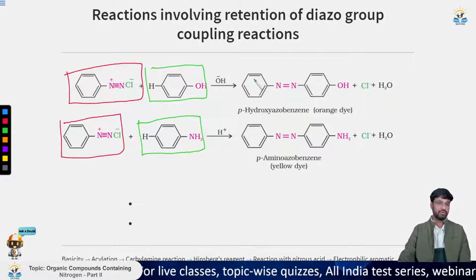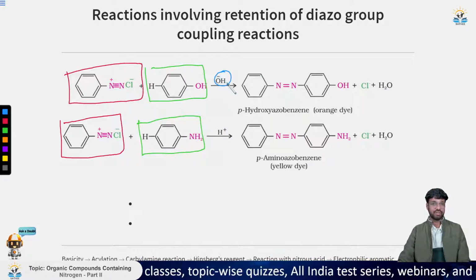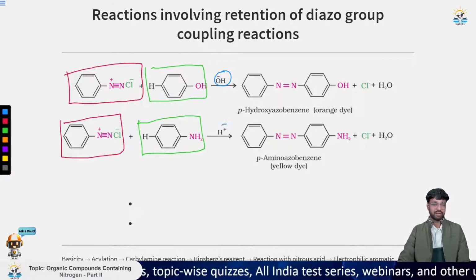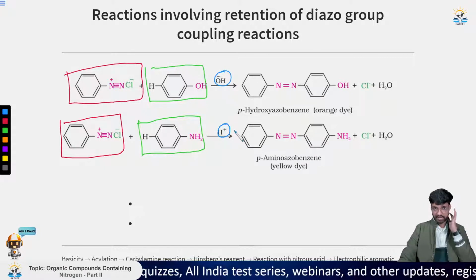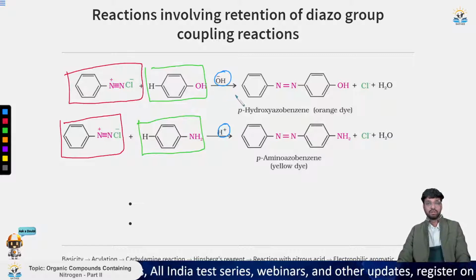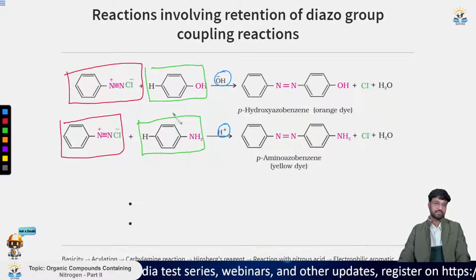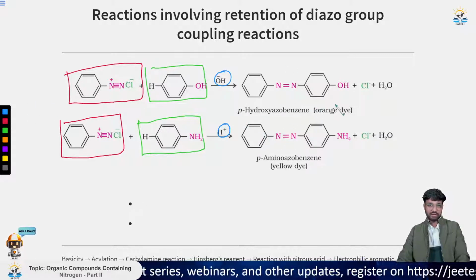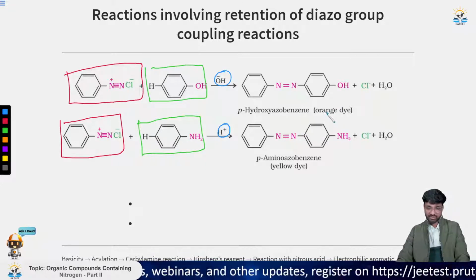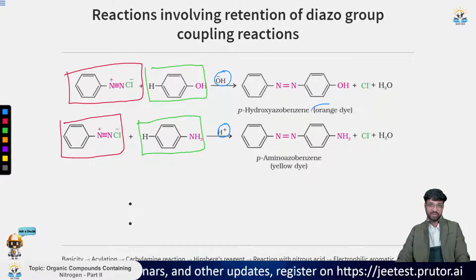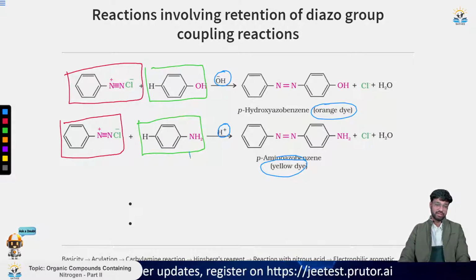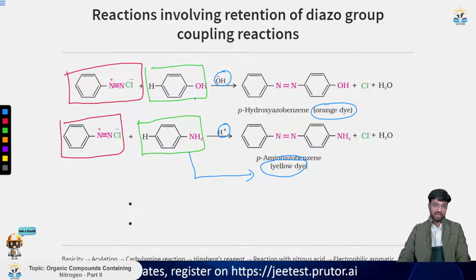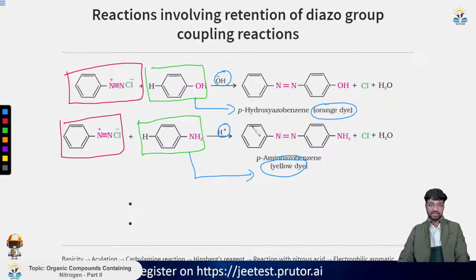Now the thing to notice here is that the first one is done in the presence of base and the second one is done in the presence of acid. Okay, so this is important about this reaction. So we get this compound having two phenyl rings. The first one is an orange dye, the second one is a yellow dye. So this aniline gives you a yellow dye and this OH gives you an orange dye.